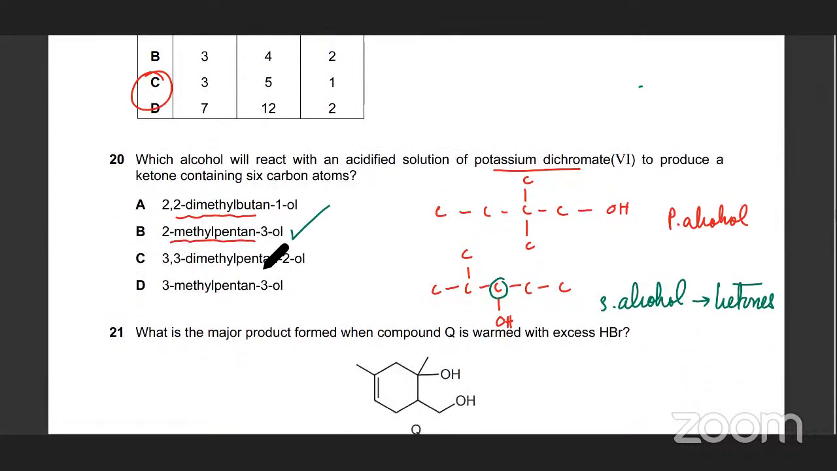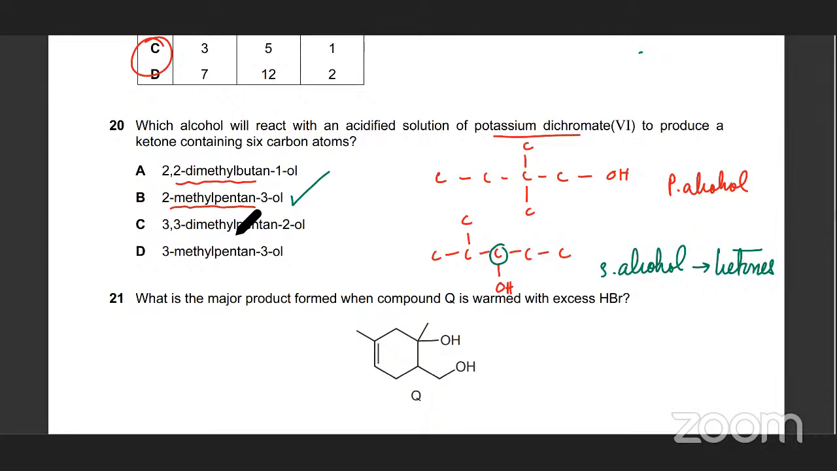There was another part he was asking about, 6 carbon atoms, right? So this is 1, 2, 3, 4, 5, 6. So that's also correct, because we can have a go at C as well. So that's 3,3-dimethylpentan-2-ol. Pent is 5, and 2-ol means the OH is on the second one.